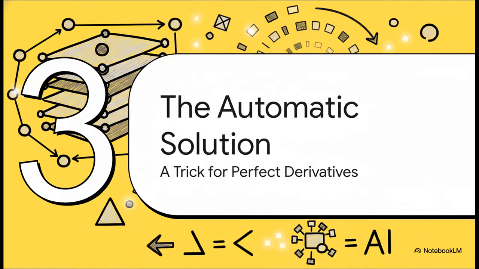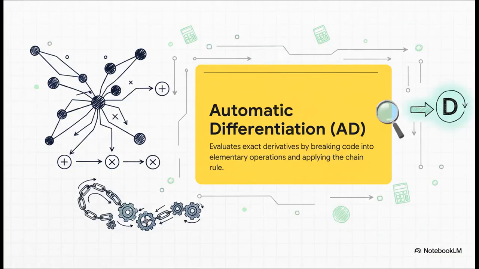And luckily for all of us, there is a better way. There's this incredibly clever technique that's both perfectly exact and super efficient. And honestly, it's the engine that basically unlocked all of modern AI. It's called automatic differentiation, or AD for short. And here's the genius of it.